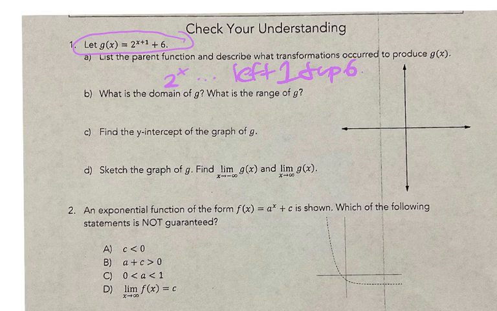So let's graph what 2 to the x looks like first, and then let's transform it. So what would 2 to the x look like? If I plugged in 0 for x, I would get 1. So plugging in 0 for x, I get 1. What if I plugged in 1 for x? You get 2. If I plugged in 2 for x, I would get 4.